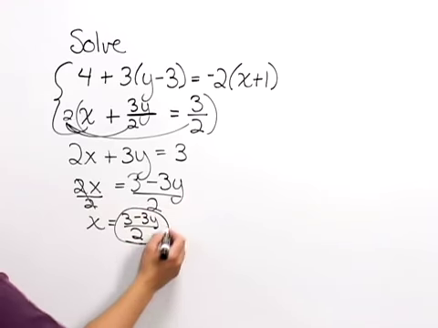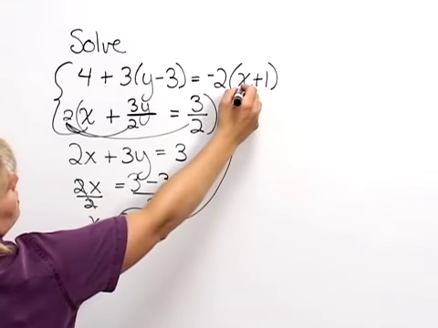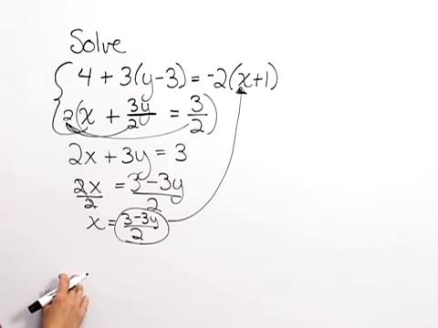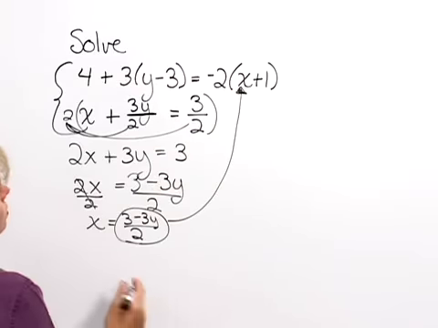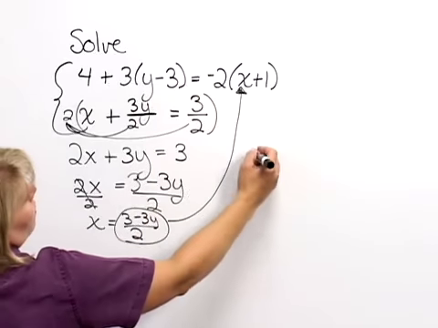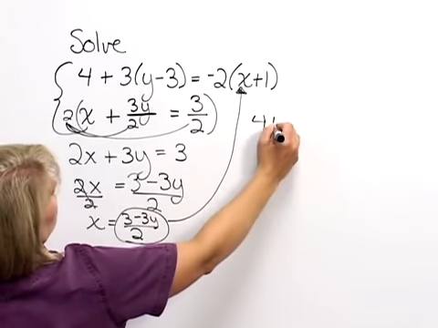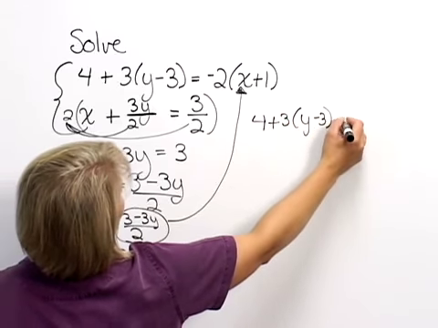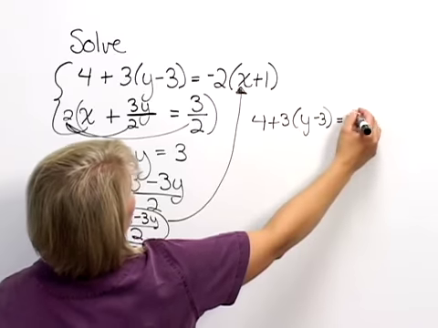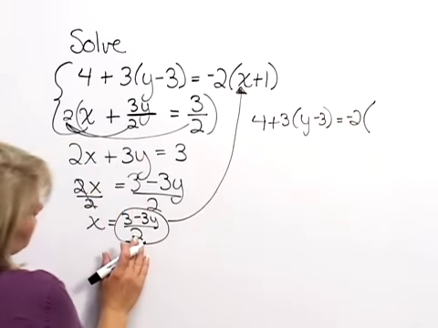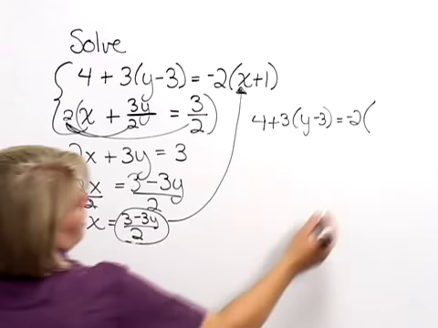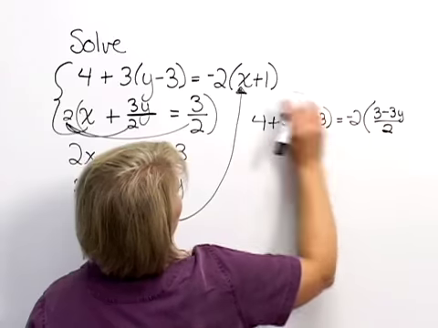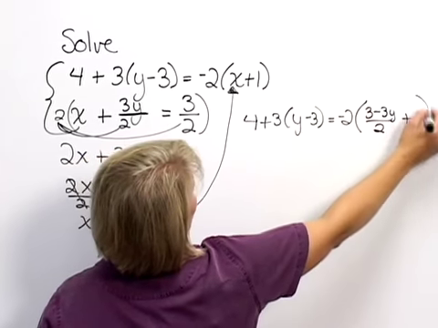We can now take this value and replace the x in the other equation with it, and that'll give us an equation we can solve. So let's do that. We're still going to have everything we have over here. We'll have the 4 plus 3 times (y minus 3) equals, we have our negative 2 times, we're going to replace the x with this and have (3 minus 3y) over 2 plus that 1.